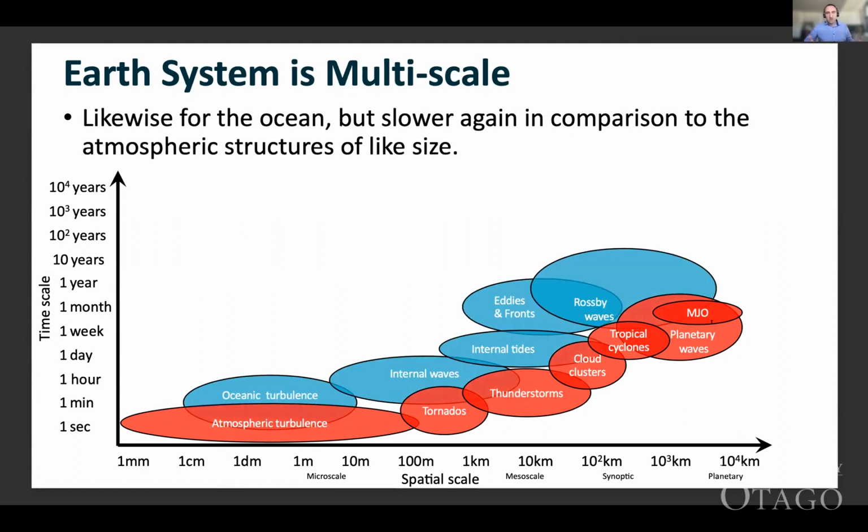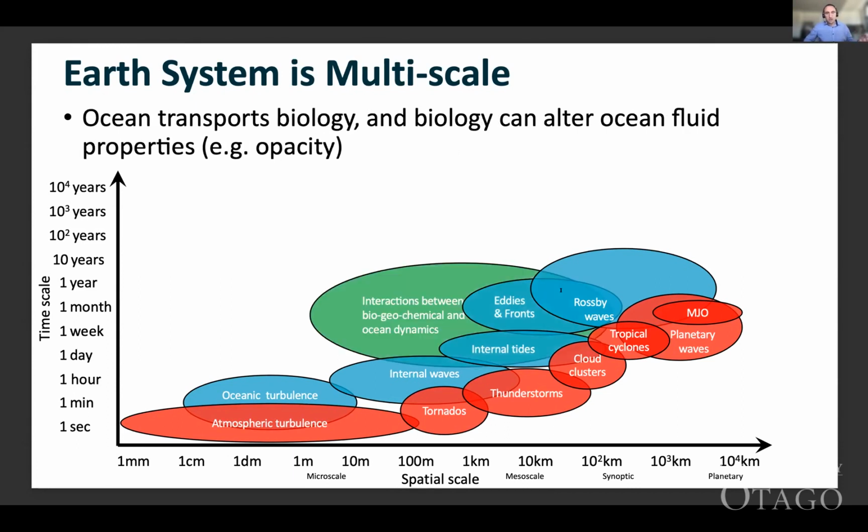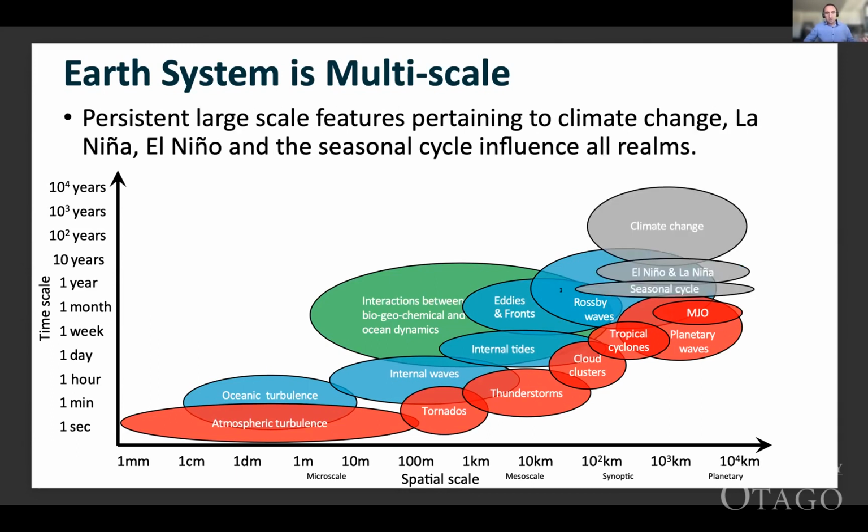And so likewise, we have similar structures in the ocean: oceanic turbulence, internal waves, internal tides, eddies and fronts, Rossby waves, again, by no means an exclusive list. Then interactions between the ocean biology and the ocean dynamics, and then additionally coupled modes. So the seasonal cycle, spring, summer, autumn, winter, how it affects all realms, the El Nino, La Nina cycle, which we'll be concentrating on a fair bit today, and then climate change.